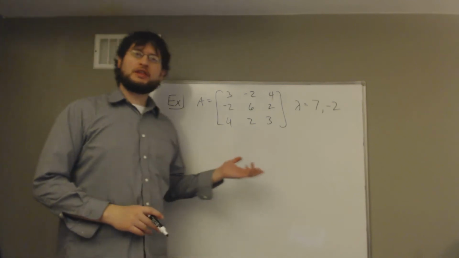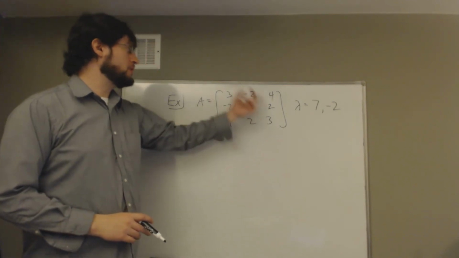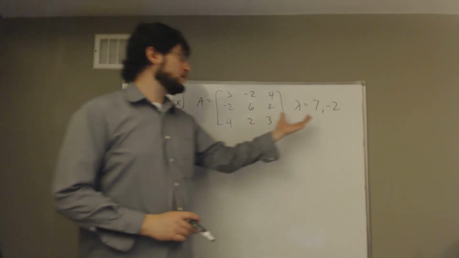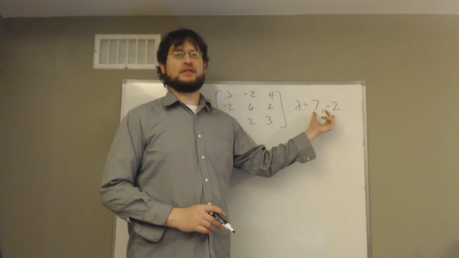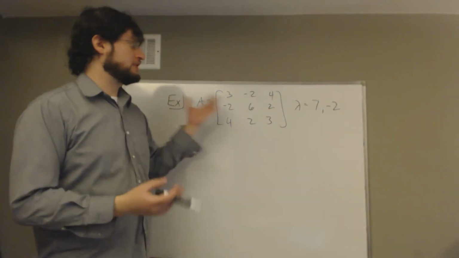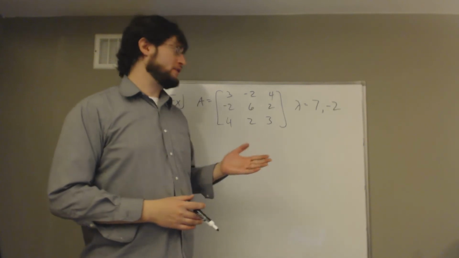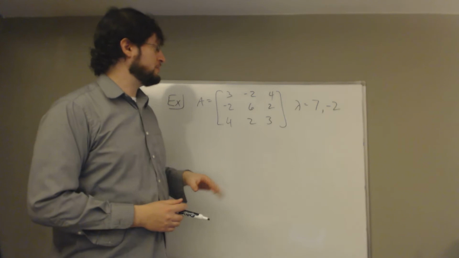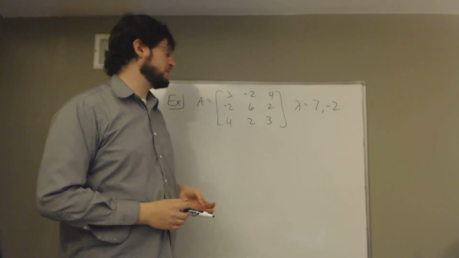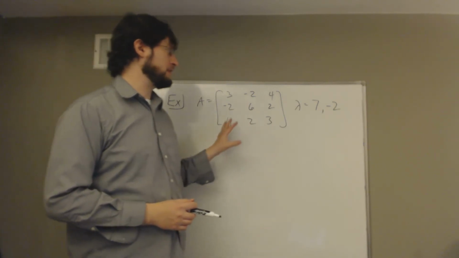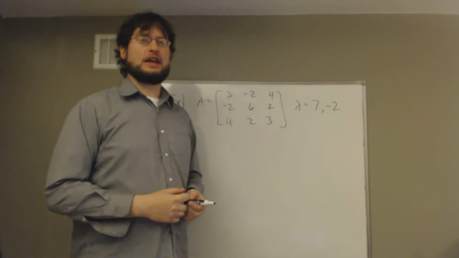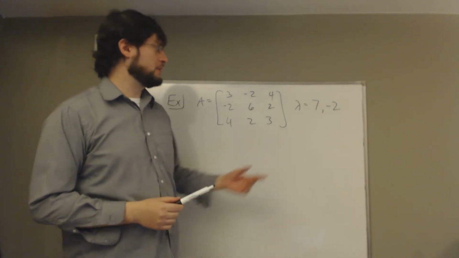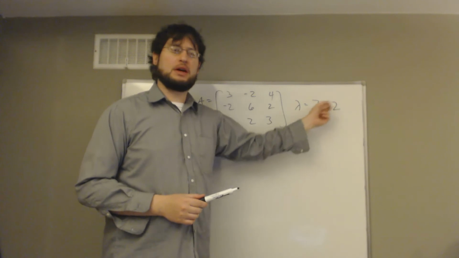Okay, so we'll look at another one. This one's a bit more complicated. It's a 3 by 3 matrix. I'm going to give you the eigenvalues already for this one, just to save us some time. In general, you have to know how to calculate the eigenvalues by getting the characteristic equation, but it's a bit more complicated with a 3 by 3 matrix, and in order to save us that time and focus on the diagonalization process, I'm going to give you these eigenvalues of 7 and minus 2.